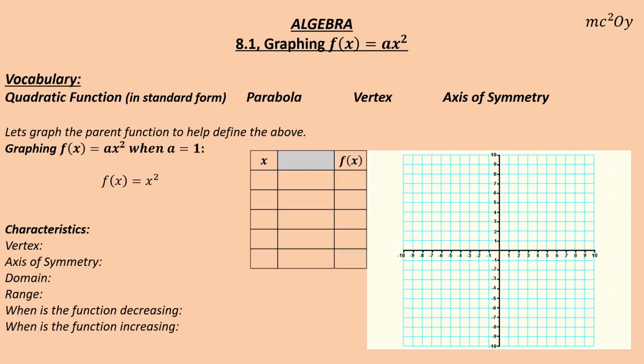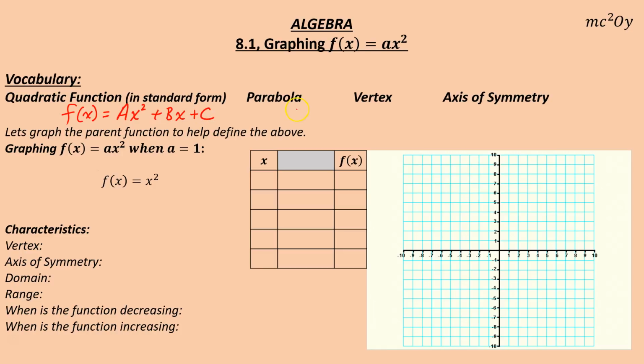Okay, we're going to be graphing quadratic functions. And this one's going to be in the form, this is the basic, f of x equals ax squared. So some things we need to first understand is some vocabulary. Quadratic function in standard form. Okay, well, that would be in the form of f of x equals ax squared plus bx plus c.